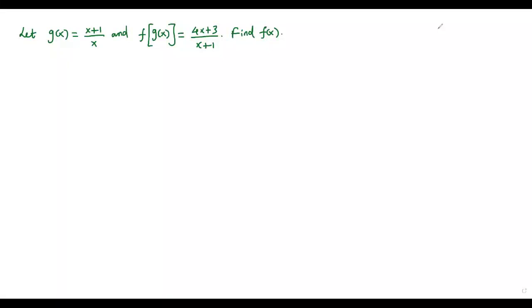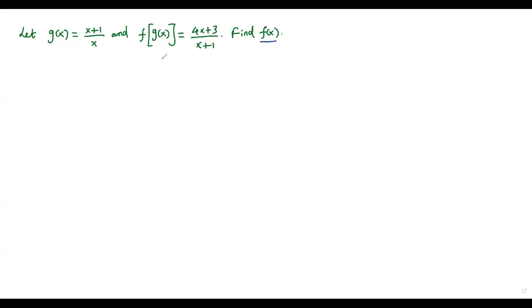Here we have a problem on composition of two functions. That is, when the composition of two functions and the inside function are given, how to find the outside function. So here we have a composition of two functions, f and g, and the inside function g of x is given over here, that is equal to (x + 1) over x, and we have to find the outside function, that is f of x.